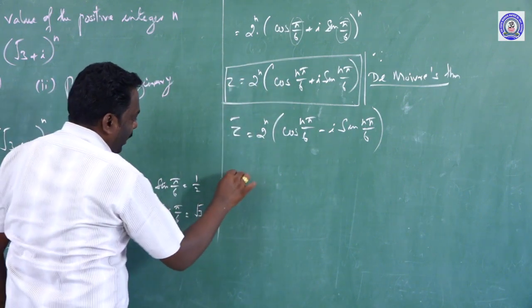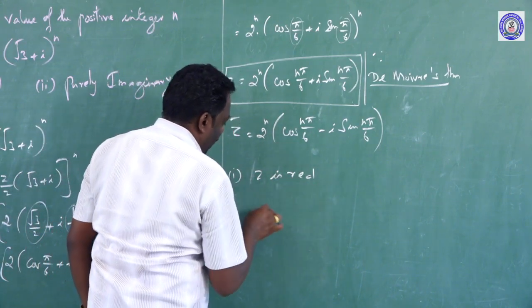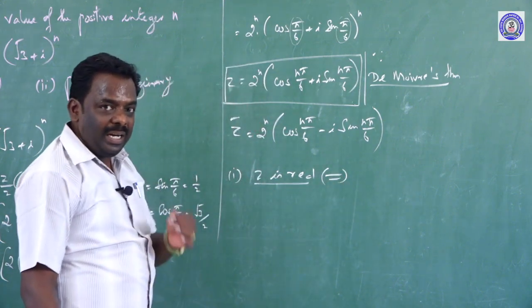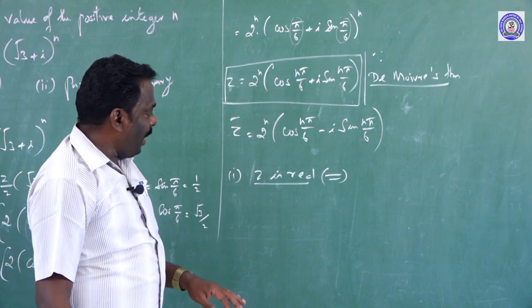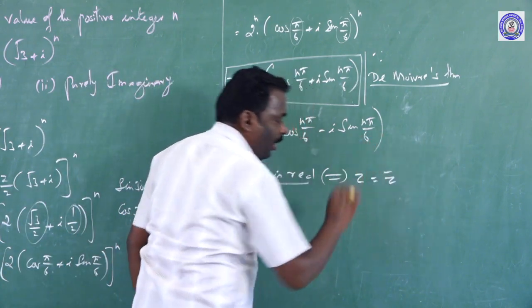Now what is the first property? First one, Z is real. Z is real if and only if, what is the condition? Already we know property number 8, applying the property: Z is real, that is Z equal to Z bar.